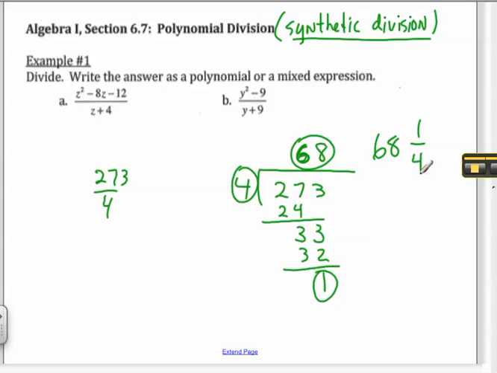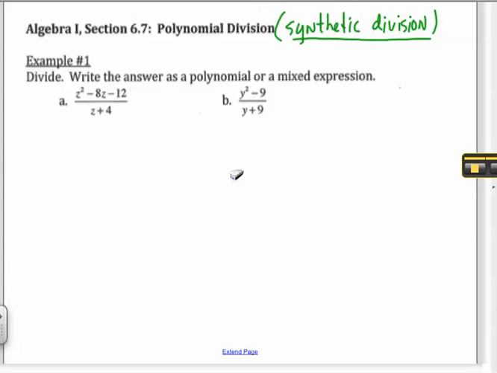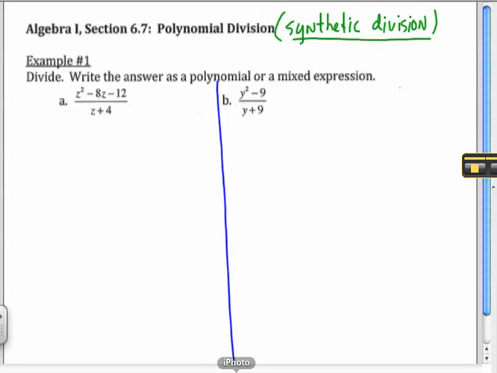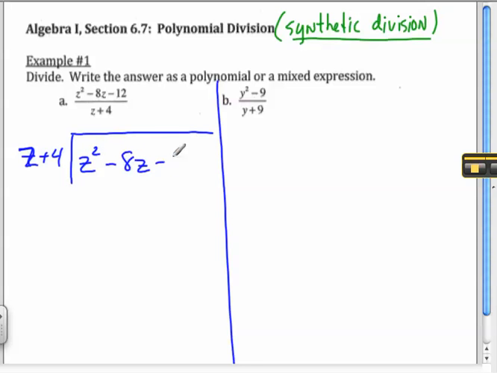All right, back in the day. Now we're going to do the exact same thing with polynomials. So let's look at this first one. I'm going to take the denominator, z plus 4, and then I'm going to take the numerator and put it inside the house, z squared minus 8z minus 12.